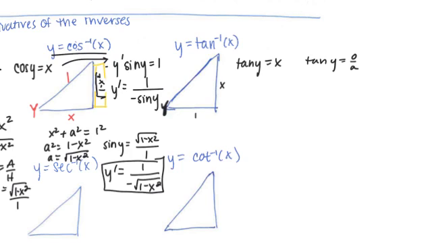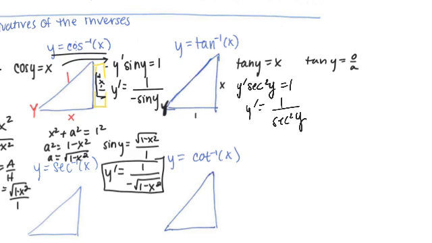And now we're going to take the derivative. So remember, the derivative of tangent is y prime secant squared of y equals 1. Solve for y prime equals 1 over secant squared of y. So now we have to figure out the expression for secant. So let's first finish our triangle.